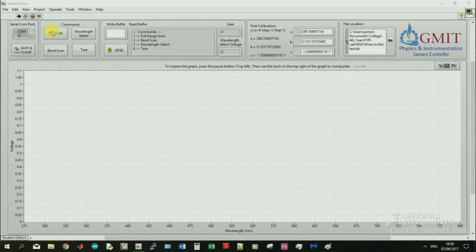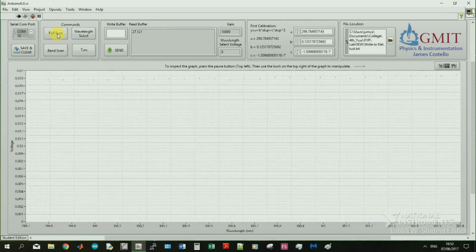range of the monochromator, which is 300 to 800 nanometers, a band scan, where the monochromator will scan between two user-entered parameters, a wavelength select, where the monochromator moves to a specific user-entered wavelength, and a tare function that returns the monochromator back to its lowest parameter of 300 nanometers. At the moment, there is a cadmium lamp shining into the entrance slit of the monochromator, and we're going to do a full scan of that spectrum now.